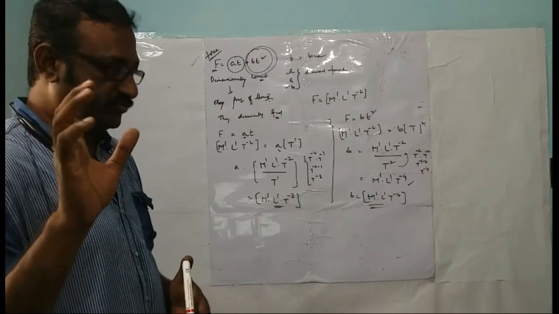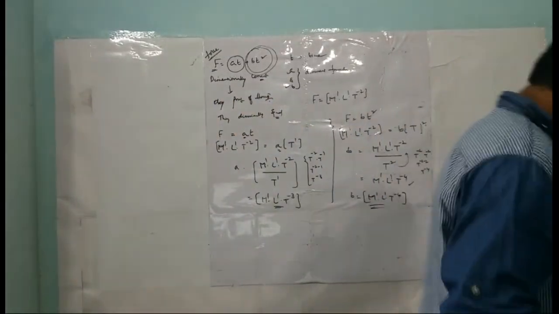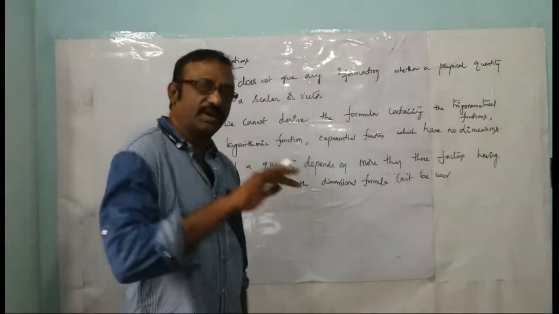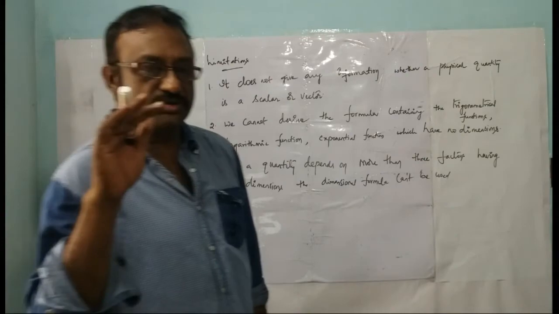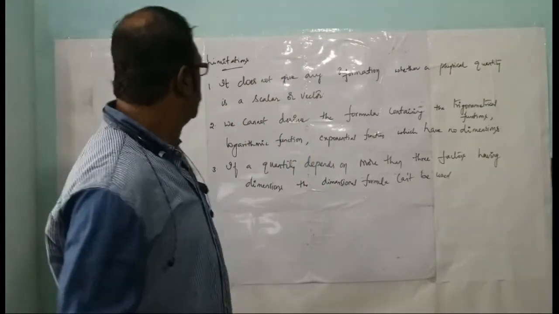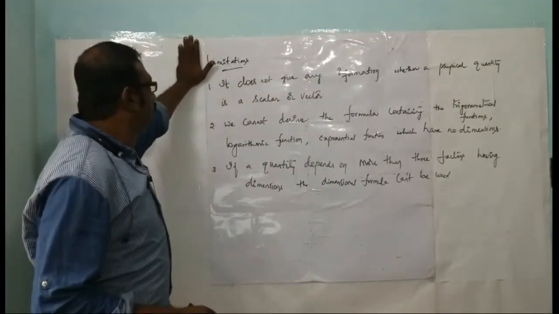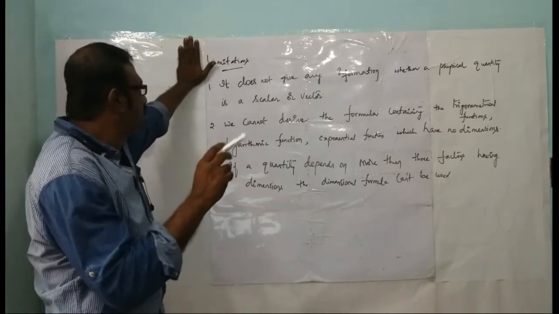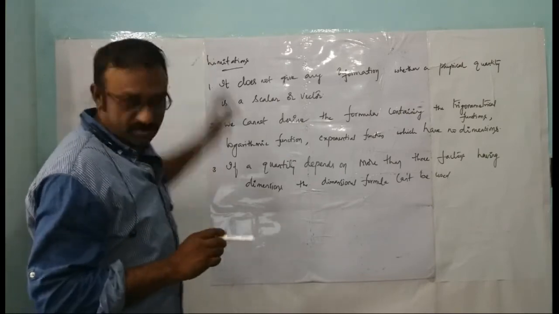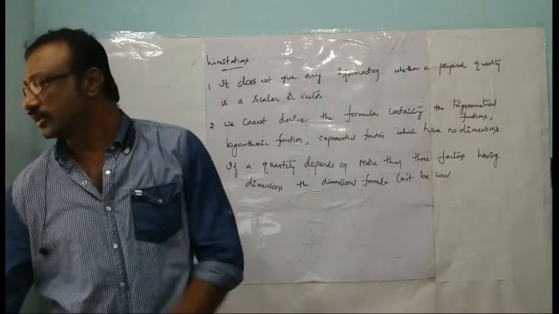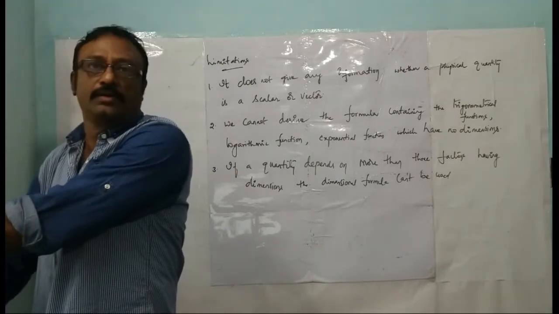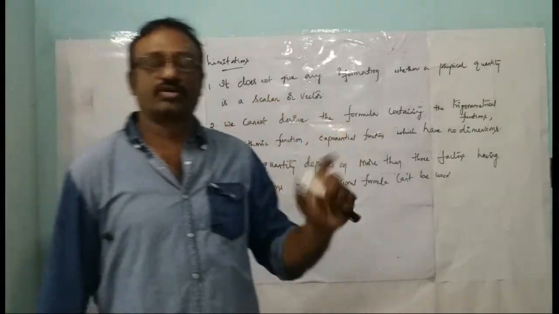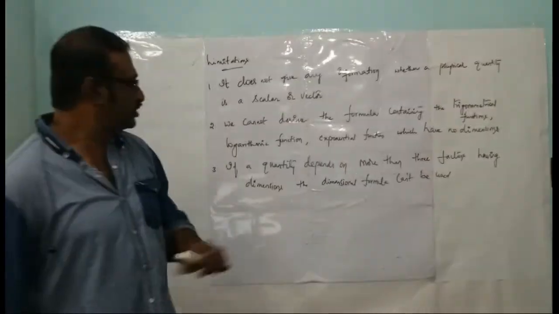I'll just give you those few things. And at last, the limitations. That means the cases where dimensions are not applicable. Look at the three limitations here. It does not give any information whether a physical quantity is a scalar or vector. So dimensionally we cannot find out whether it is a scalar or vector. This is one limitation.